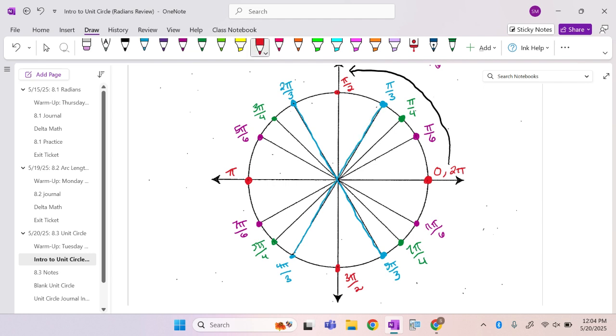Where your halves are. Your fourths. And your sixths. All right. So your sixths would also fall in line with your blue lines. Your fourths would fall in line with your red lines as well.